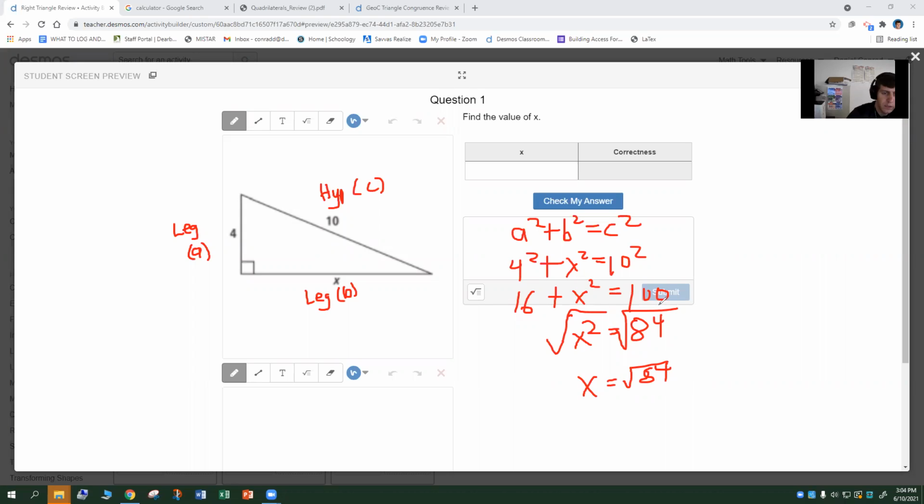Okay, and then we can simplify this. We want to look for perfect squares that can go into what's under the square root. So 84 can be split up into 4 times 21. And then that's going to give us 2 times the square root of 21. So we can put in 2 square root 21.